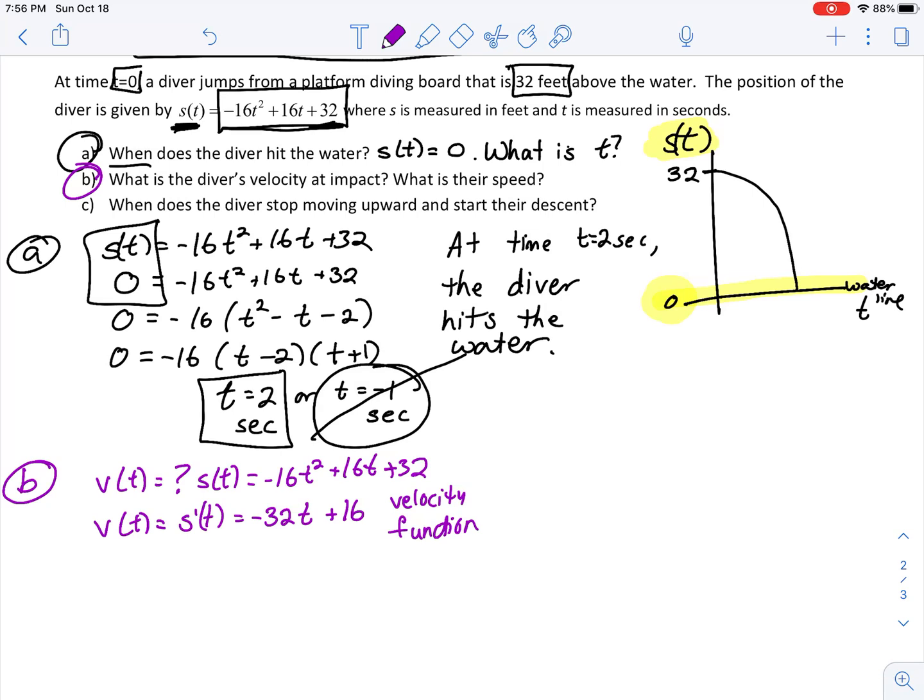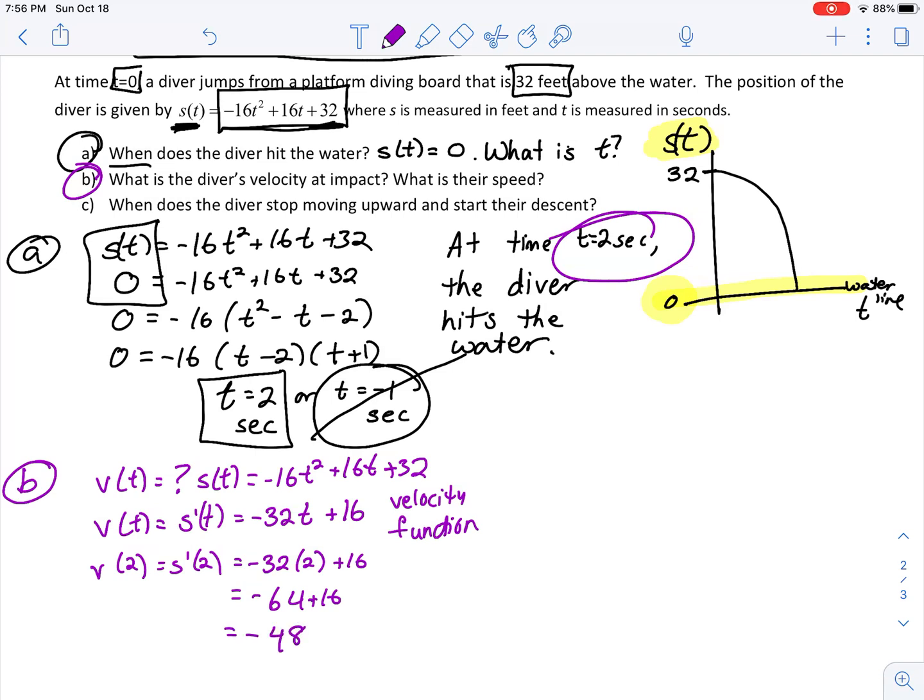Okay, but we don't want the velocity function. We want to know what is the velocity at the impact. What's our variable? It's t. Well, at what time does our diver impact the water? We found it in the previous section, time t equals 2. So v of 2 is the same thing as s prime of 2, if you want to keep writing that one, which is negative 32 times 2 plus 16, so that's negative 64 plus 16, which is negative 48.